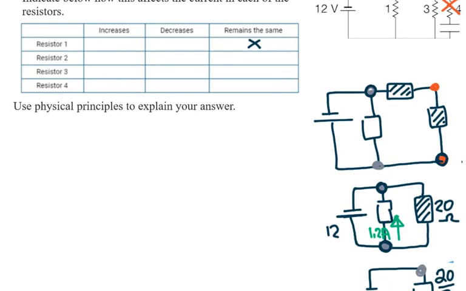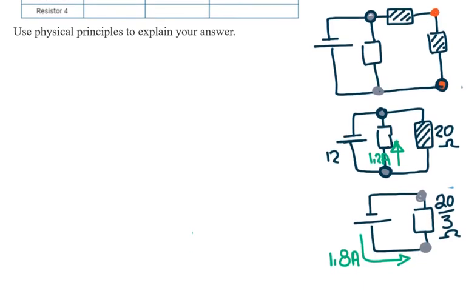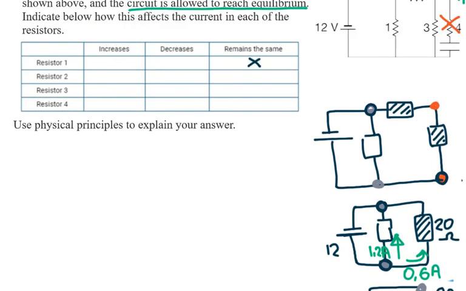Then for the second one, if 1.2 went this way and there was only 1.8, then that means 0.6 is going to go this way, 0.6 amps, because total I had 1.8. So I have 1.2 amps this way and 0.6 amps that way.